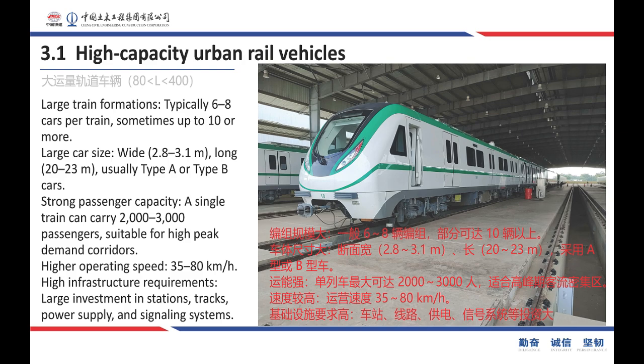Infrastructure for high capacity. Such high-capacity systems run at speeds of 35 to 80 km per hour but demand large investments in stations, tracks, power supply, and signaling. This makes them ideal only for cities with very high passenger demand.